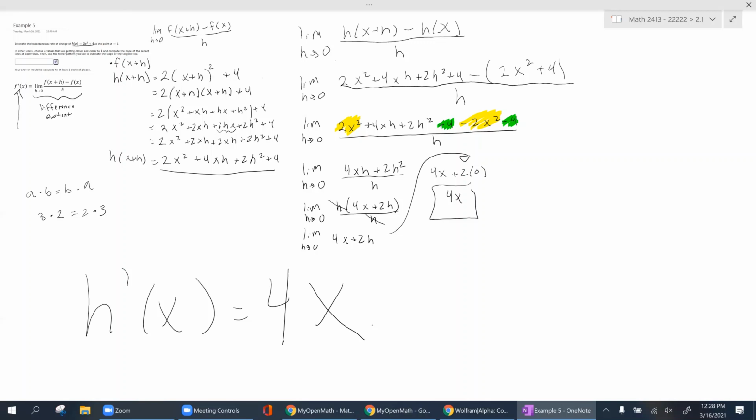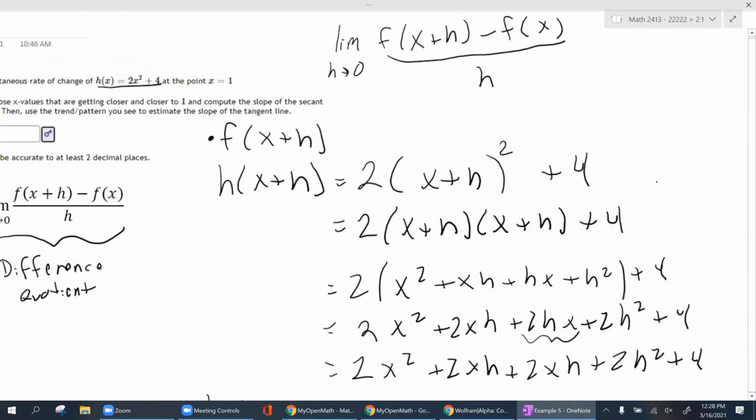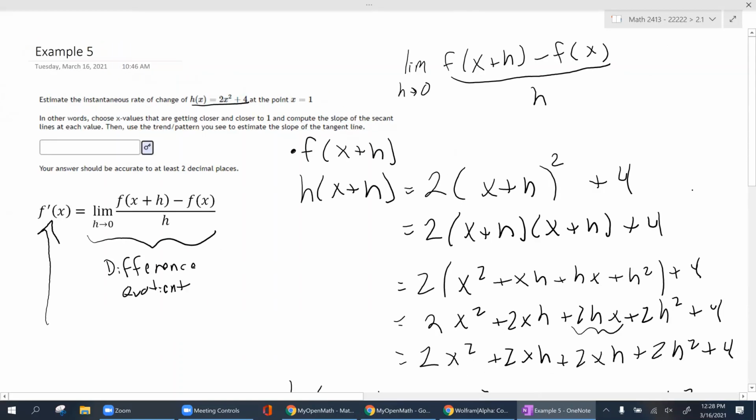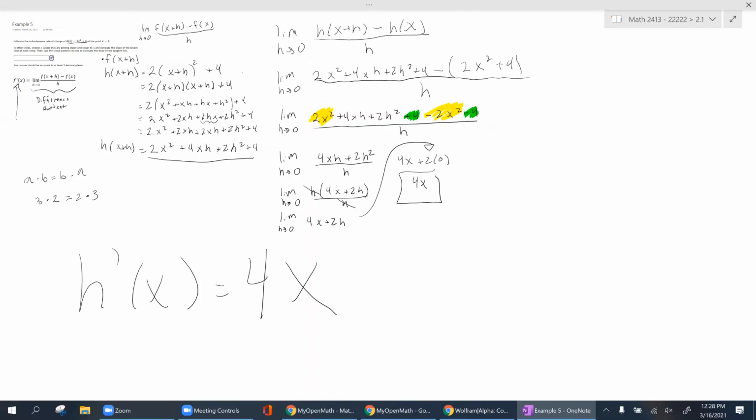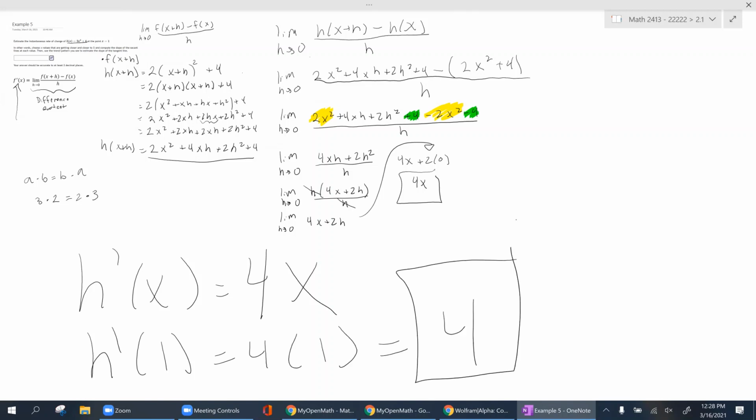But if you look closely at the question, they didn't want the derivative at any point. If I asked you to give me the instantaneous rate of change of this function h for any point, this would be it, because I didn't specify what x to give. But here the question does specify which x, so you plug in 1 for every x that you have, and that gives me 4. That is the instantaneous rate of change for that given function whenever x equals 1.